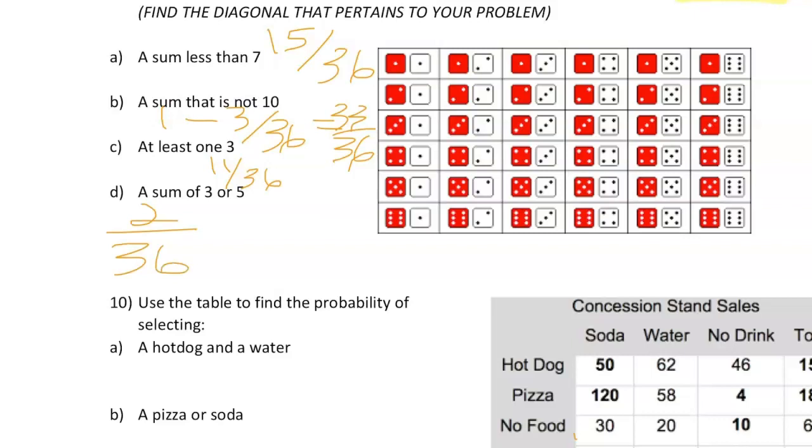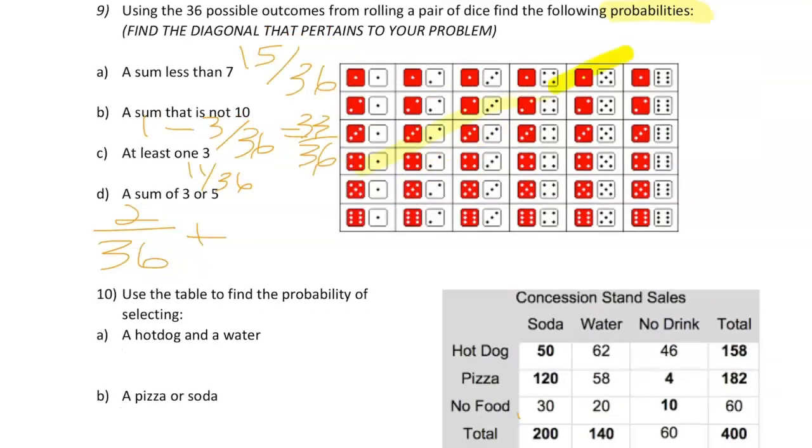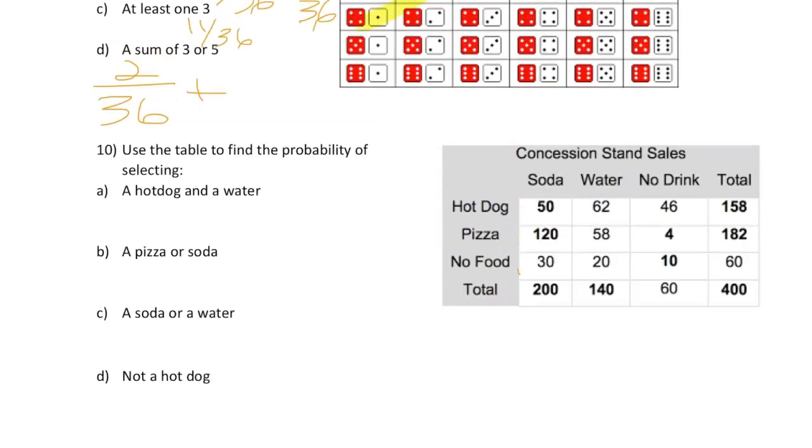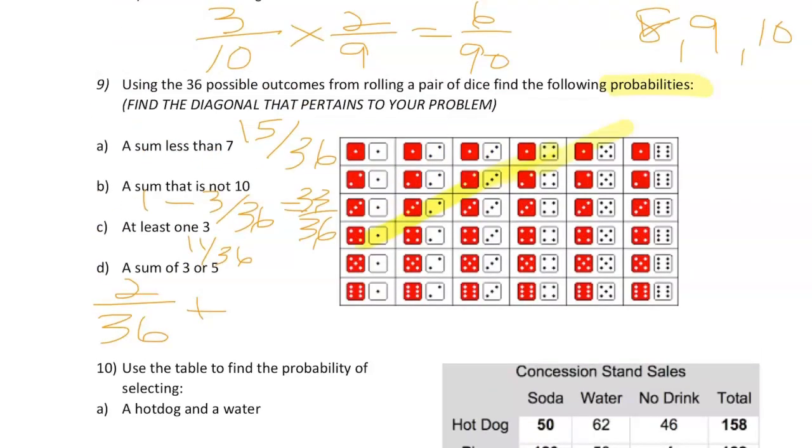How many ways can you get the plus? How many ways can you get a 5? So 5 looks to me like it's right down here. Get rid of that box. So if I go right down here, sorry, try that again. I have 1, 2, 3, 4 ways to get a sum of 5. So I'm going to add that to it because it's an OR problem. And that's going to give me 6 out of 36.